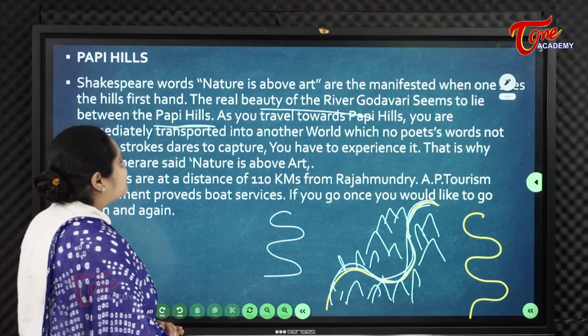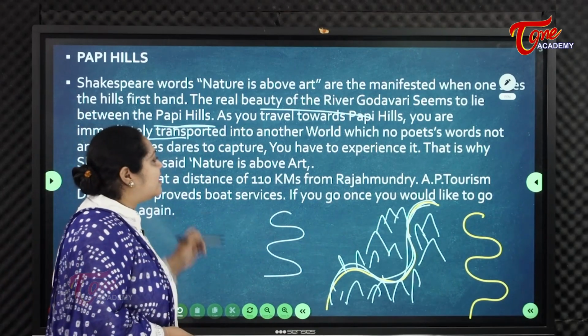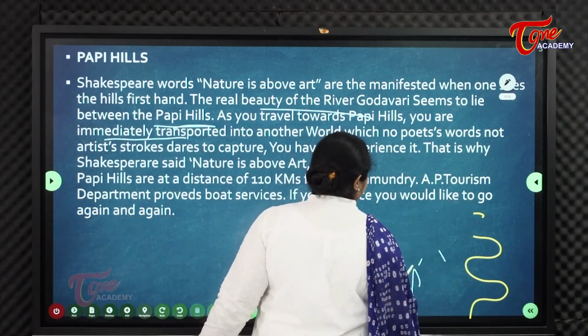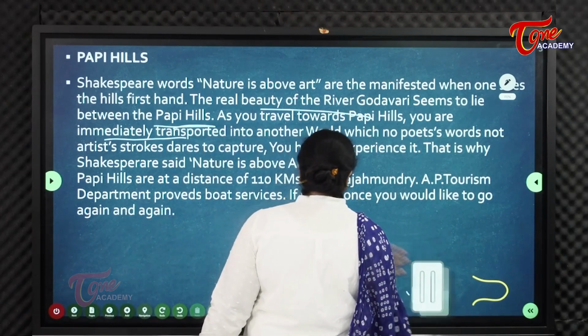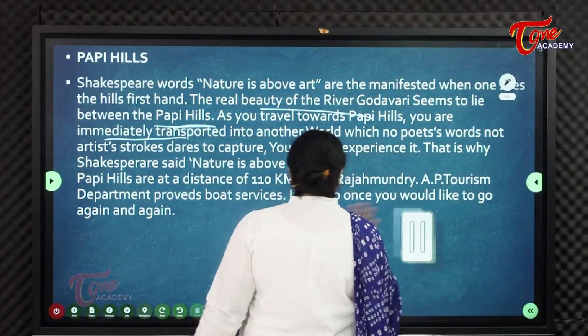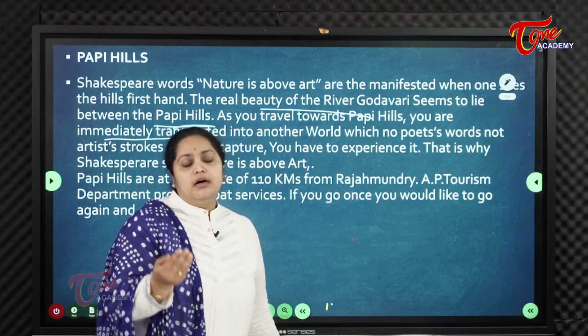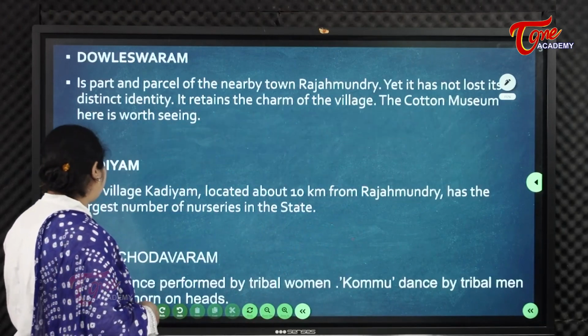So as you travel towards Papi Hills, you are immediately transported into another world. Papi Hills are at a distance of 110 kilometers from Rajahmundry. AP Tourism Department provides boat services. AP Tourism has provided many services to reach Papi Kondalu, the Papi Hills.